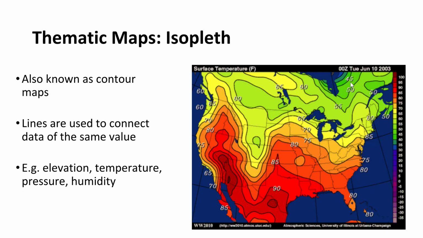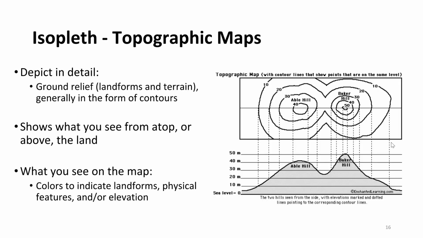Another type of thematic map is an isopleth, and these are also known as contour maps. And so the lines are used to connect data of the same value. For example, we can use this to connect elevation, temperature, pressure, humidity, and so you might see this a lot on weather maps. Talking about elevation, isopleth map, one type is topographic maps. So this depicts in detail the ground relief, landforms and terrain, generally in the form of contours.